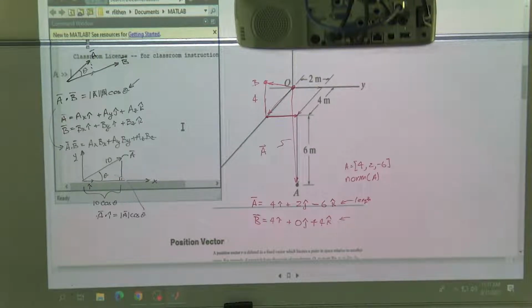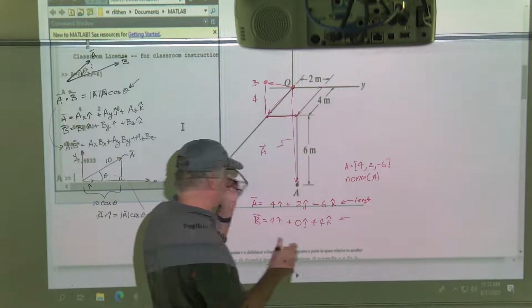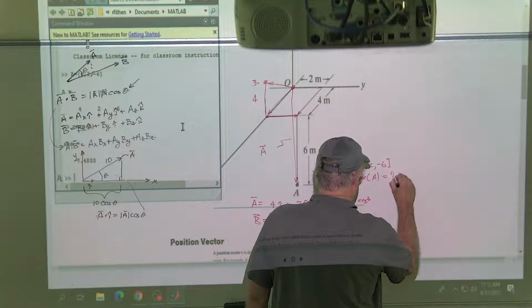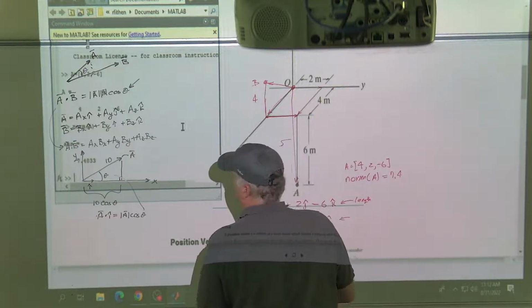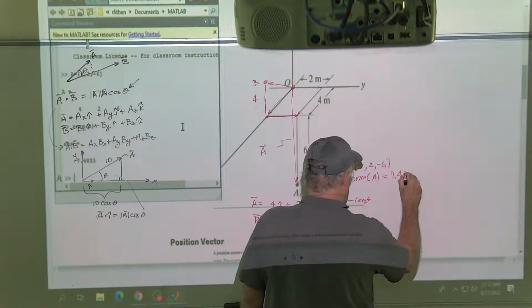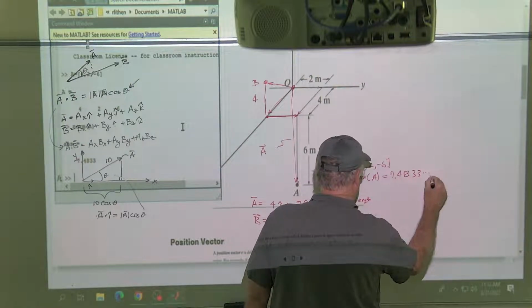So first thing I'm going to do is enter A, and A was 4, 2, and minus 6. Now I'm going to do the norm of A. Oh, it's not? Okay, it's 7.4. So the norm of A, this vector, is length 7.4833, and probably a bunch of extra 3s.